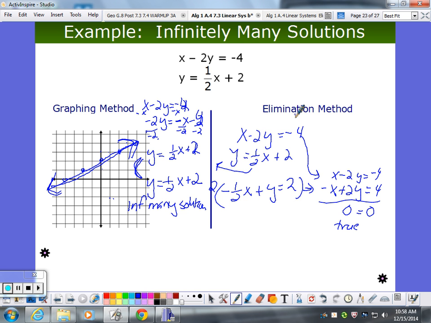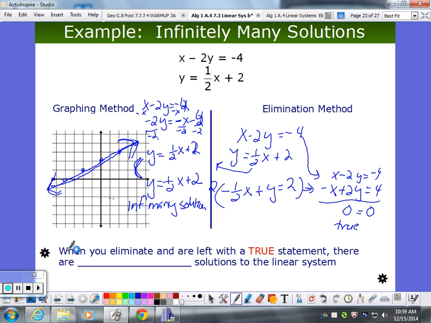So when you are solving something with the elimination method and you get a true statement, what is it trying to tell you? How many solutions are there? Infinitely many. I think I know there's infinitely many solutions, but remember, they're not all real numbers. The solutions are the xy pairs on the lines themselves.